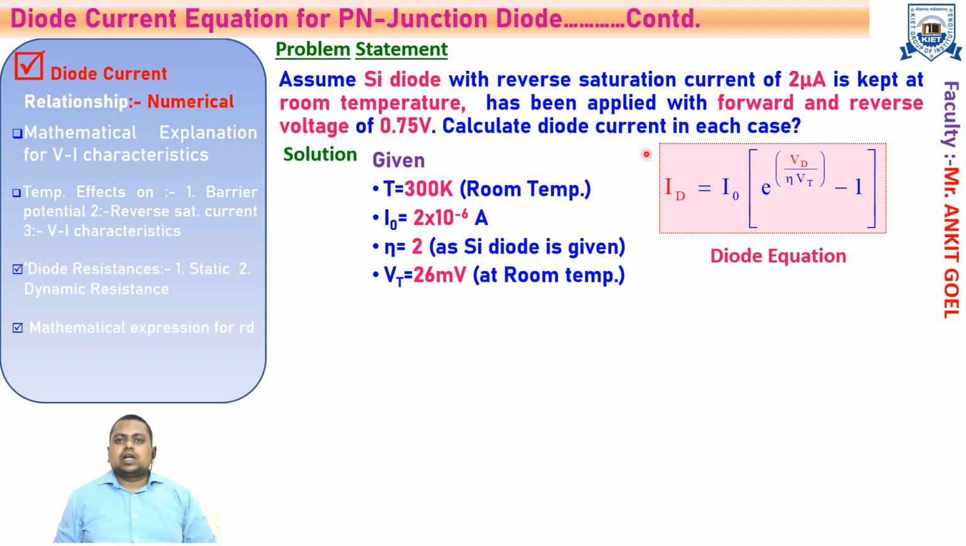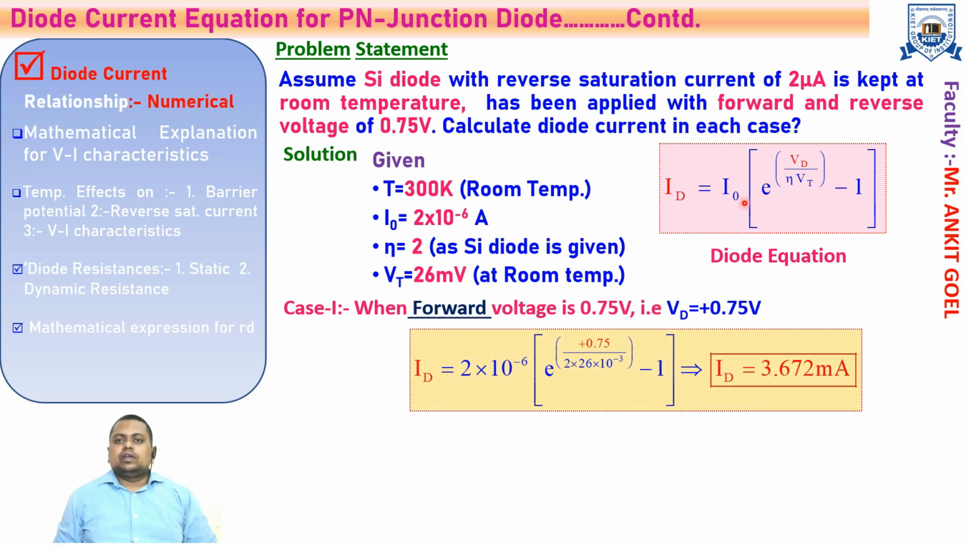So let us start calculating the diode current for the first case, when the forward voltage is plus 0.75 volt. I naught is taken as 2 into 10 to the minus 6 ampere, Vd is plus 0.75, eta is 2, and Vt is 26 millivolt. So you will get the value of the forward current as 3.672 milliampere. Try yourself also and verify the result.